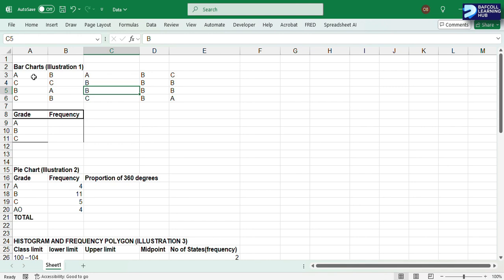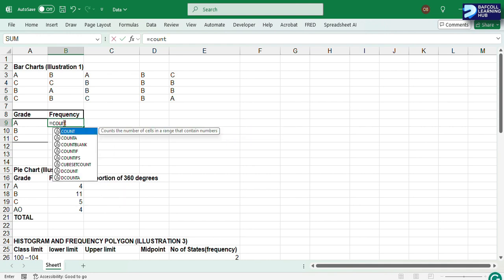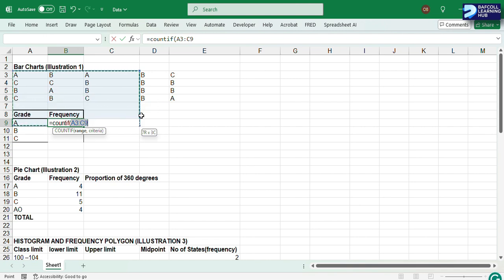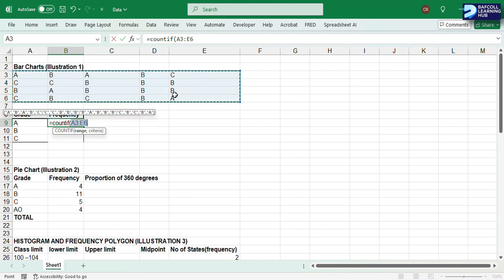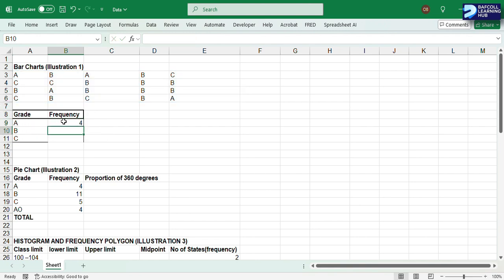Now I have the various grades over here, A, B, and C. To get the frequency, I'll count the number of A's, and I'll do the same for the other ones. I'll use my COUNTIF formula. I'll select the range, then my criteria is A. So I have 4 A's, 9 B's and 2 C's.